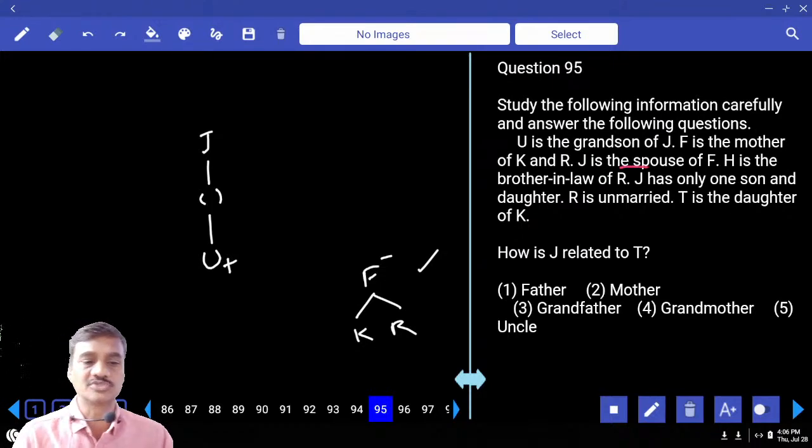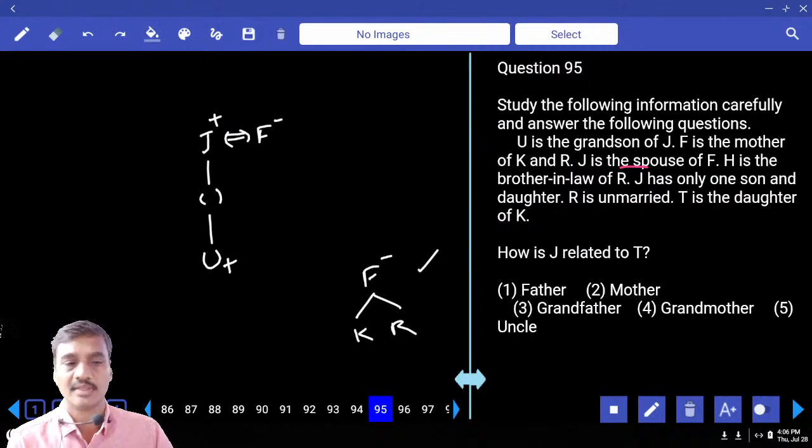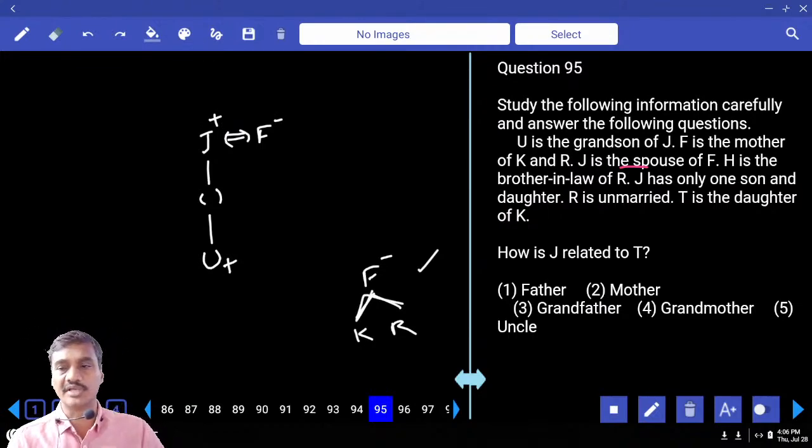And J is the spouse of F. As J and F are married to each other, out of which F is a female. If F is a female, J is a male. Then if J is here, now there are 2 children to this F. Who are those 2? K and R.